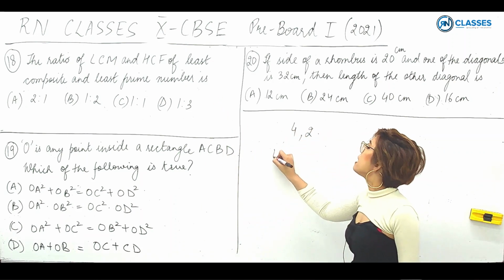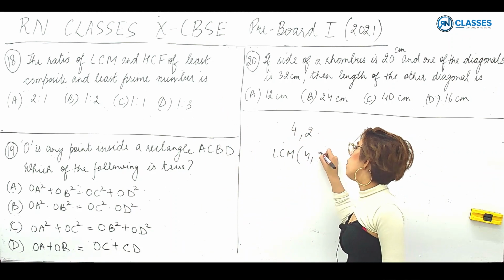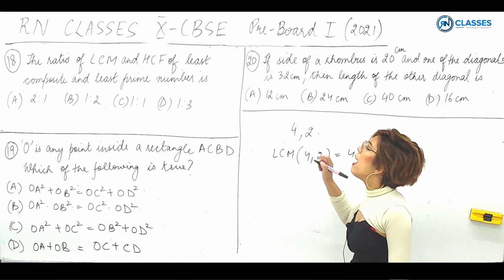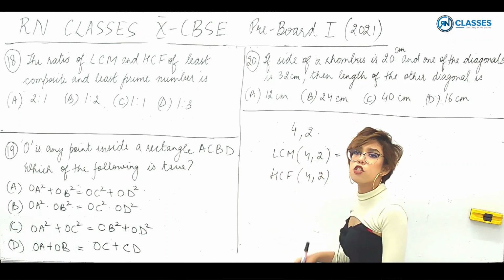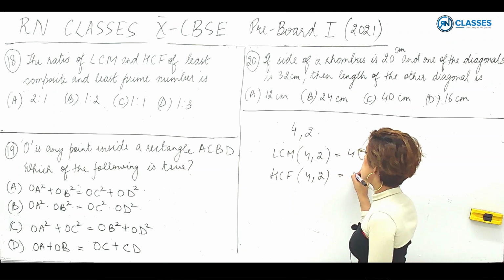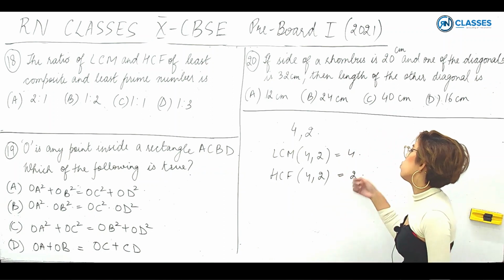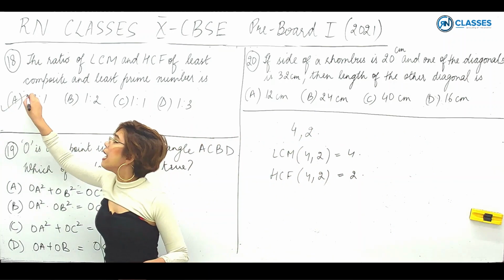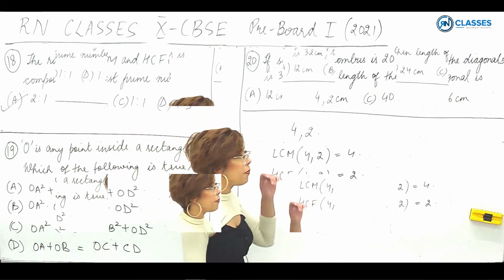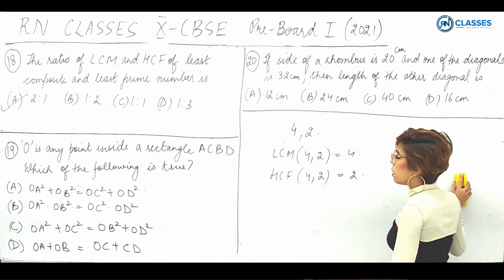Now, first of all, LCM of 2 and 4 is what? 4. And HCF of 4 and 2, that is highest common factor, obviously it's 2. Now, he says, tell me the ratio. So, 4 by 2, as in 2 is to 1. Option A is the correct one. Now, let's move on to question number 19.